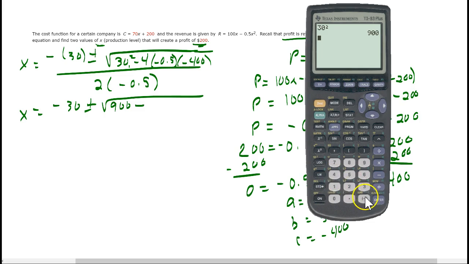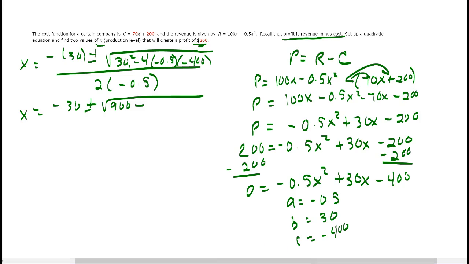So a negative 4 times a negative 1/2 times a negative 400. So I've got negative 4 times negative 0.5 times negative 400. And make sure you use the negatives and not the minus, because you'll get an error. And it looks like I get negative 800. Negative 800. And that's all over 2 times negative 1/2. So that's going to be negative 1, because 2 times 1/2 is 1, and it's a negative.